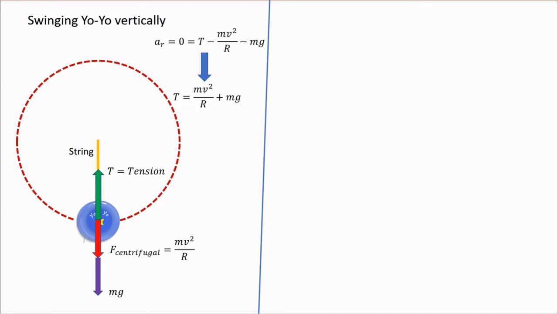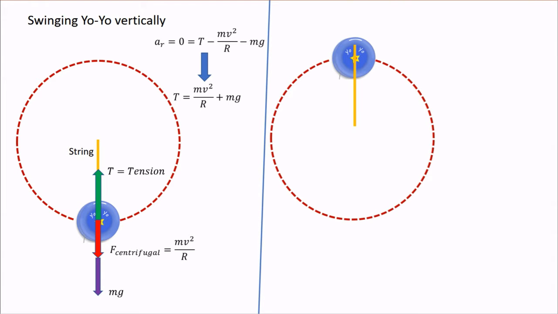At the very top of the yo-yo's path, we have this force diagram. We again have the centrifugal force pointing outward with a value of mv squared over r. Now we need to counter this force because the string can't stretch. This time we actually have gravity helping us counter the centrifugal force, since it is pointed inward.